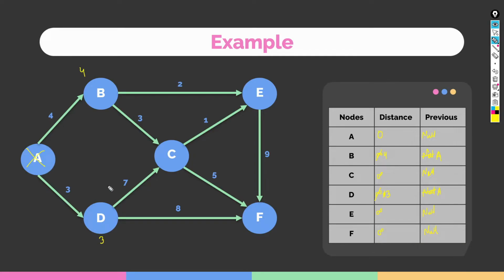So A is done. Now, what's the smallest here? It's D. So we go to D and check where we can go. We can go to C and F. So if we go to C, the distance should be 3 plus 7, which is 10. And if we go from D to F, it's 8 plus 3, 11. So F is going to be 11 and C is going to be 10. Also the previous of these two is going to be D.